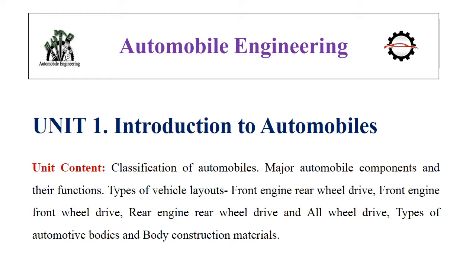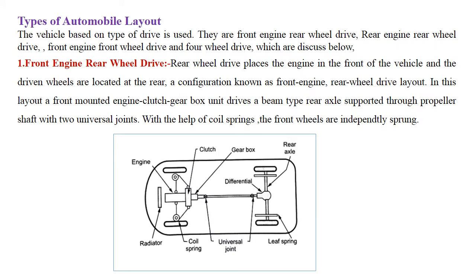Now, in today's lecture, we are going to study the types of vehicle layouts, namely front engine, rear wheel drive; front engine, front wheel drive; rear engine, rear wheel drive; and all wheel drive. Let us see the types of vehicle layout. The vehicles, based upon the type of drive used, are front engine rear wheel drive, front engine front wheel drive, rear engine rear wheel drive, and four wheel drive or all wheel drive.